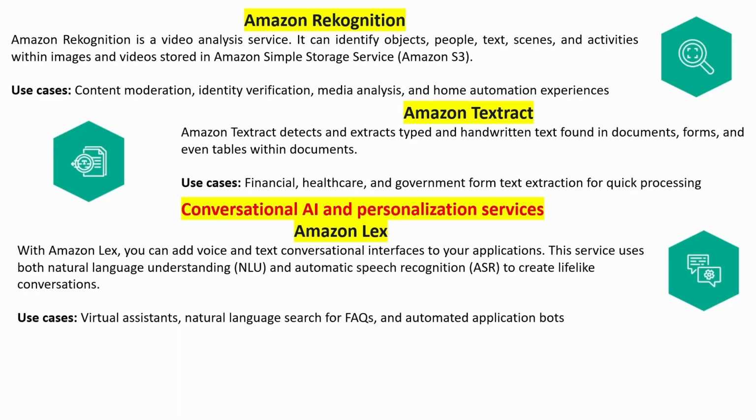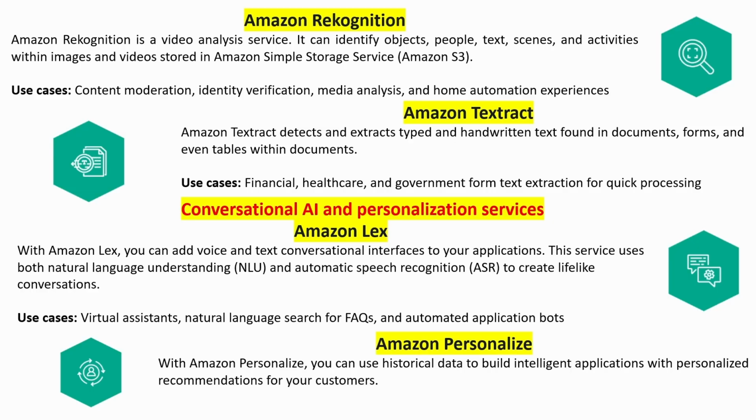Next one is Amazon Personalize. It's your "you might also like" engine, using your data to predict what customers want. With Amazon Personalize, you can use historical data to build intelligent applications with personalized recommendations for your customers. Use cases include personalized streaming, product, and trending recommendations.